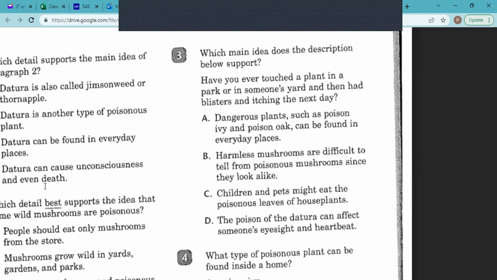C, children and pets might eat the poisonous leaves of houseplants? Or D, the poison of the datura can affect someone's eyesight and heartbeat? Pause your screen and look through the paragraph, the miniature paragraph, and read your answers.